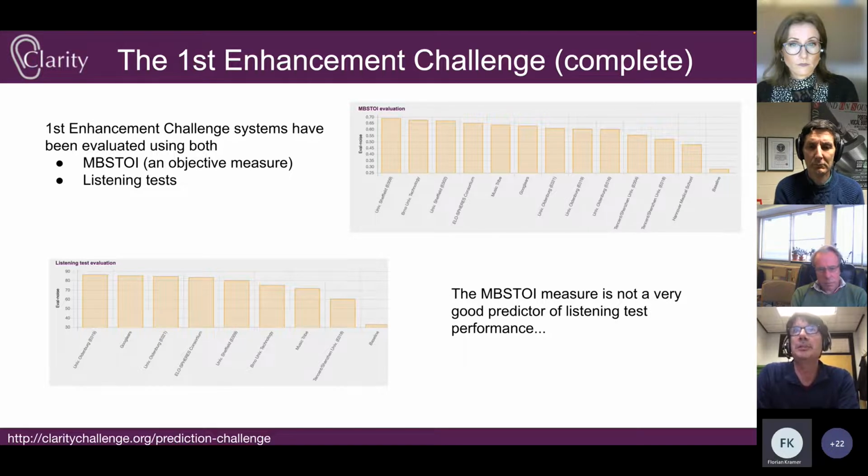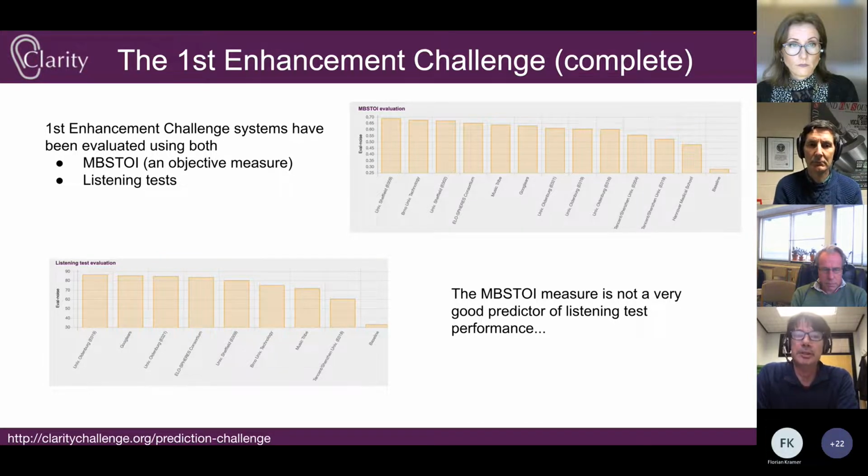As you can see here, some of the systems that scored best on the MB story evaluation didn't necessarily do so well on the listening test evaluation. So this just reinforces the fact that we need better models of prediction. So this is now where we kind of are with the launch of the prediction challenge.